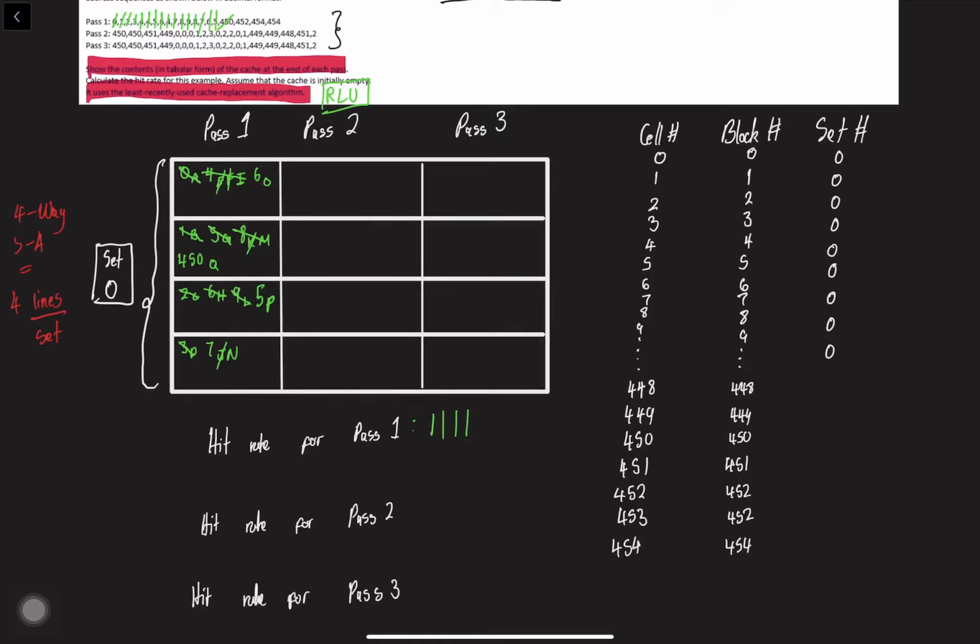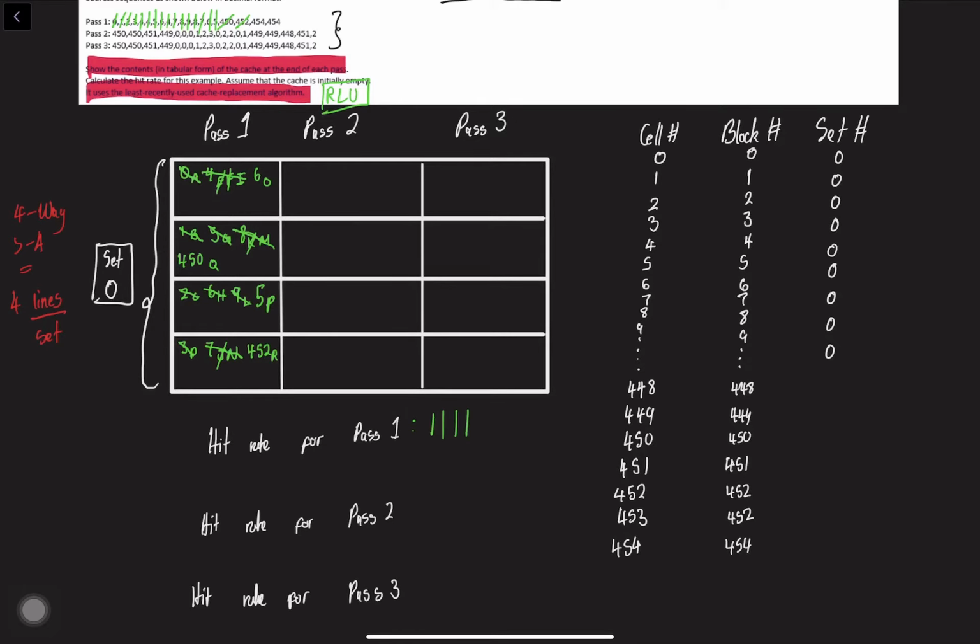We jump onto the next one, the 452. For the 452, we're getting the least recently used since we don't have it, and that is the N. Just to make that clear, the N. So we remove that, we have the 452, and that gets an R.